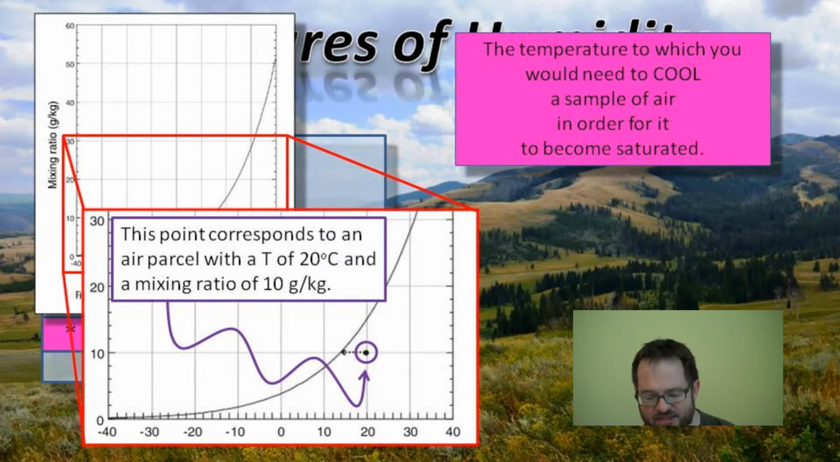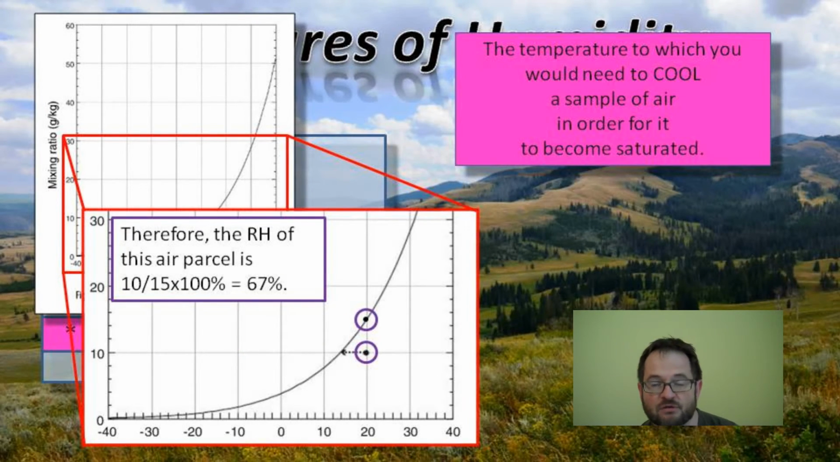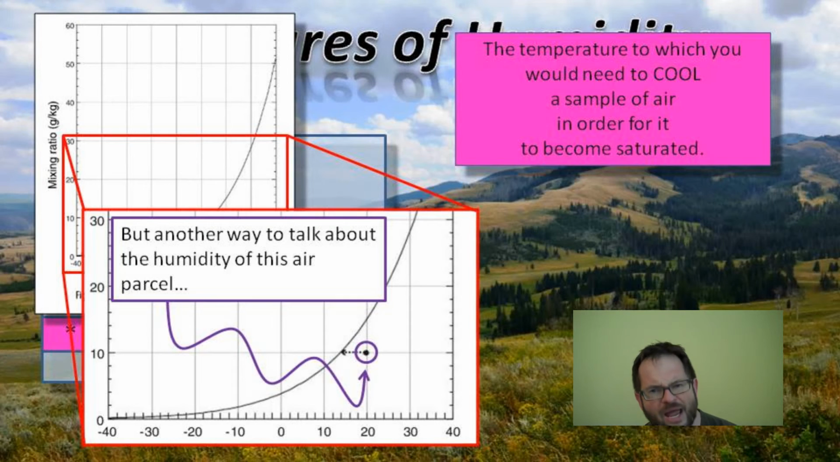Now, in this particular case, you can see that we are below the curve of the Clausius-Clapeyron equation. If we wanted to know, for example, the saturation mixing ratio on this diagram, we could go up and see that the saturation mixing ratio is 15 grams per kilogram. Heck, while we're at it, we could compute the relative humidity and see that it is 10 divided by 15 equals 67%. And that's all nifty, but there's actually a better way to describe the moisture in this air.